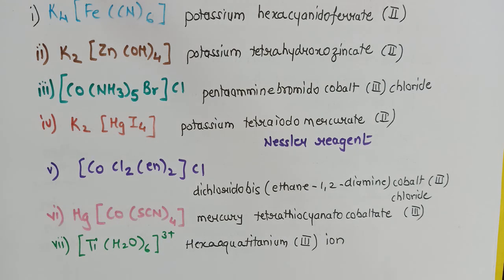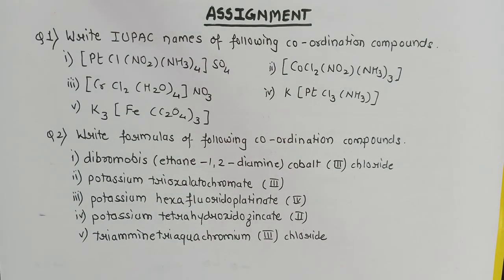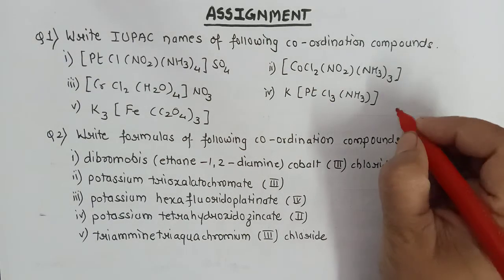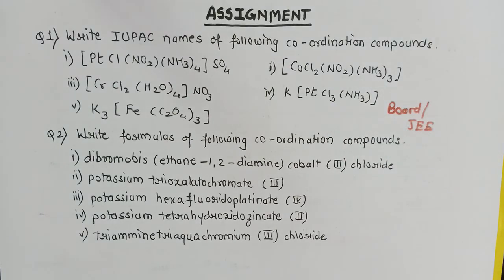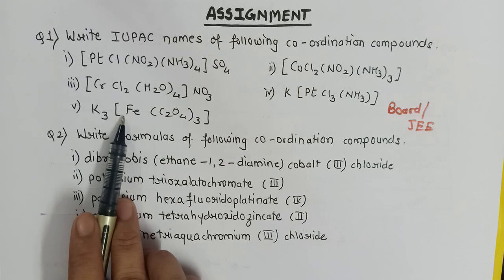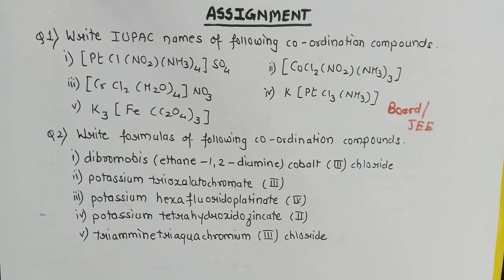Okay, so this was a little bit different example. Now using all these rules, you will try to solve some examples on your own. So today's assignment for you people. This is how the question is asked in your board exam as well as in JEE. Straightforward question. In both cases, they give you either the formula and you are supposed to write the name, or the name is given, you are supposed to write the formula, or sometimes you have to calculate the oxidation state, and so on. So it's a direct question. Remember the rules and IUPAC nomenclature of coordination compound becomes very easy.